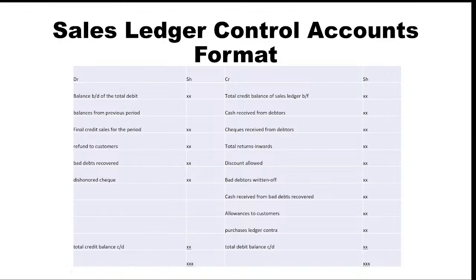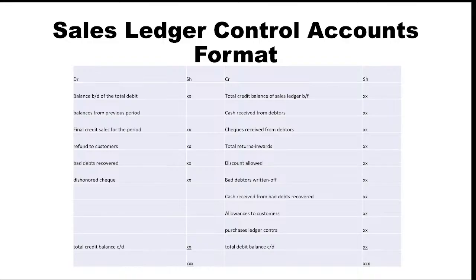Then on the left side, we also have the final credit sale for the period. So the final credit sale, we also have the refunds to customers, bad debts recovered, and also dishonored check. So those are the things that we put on the left hand side.